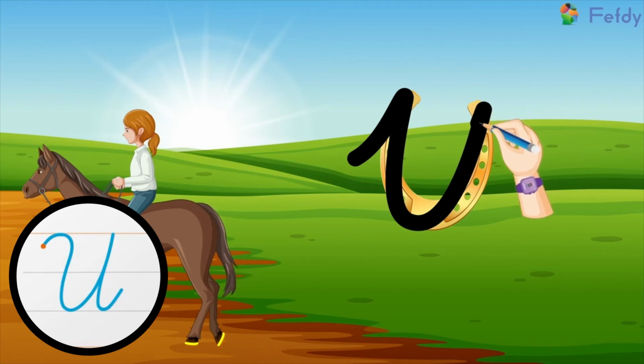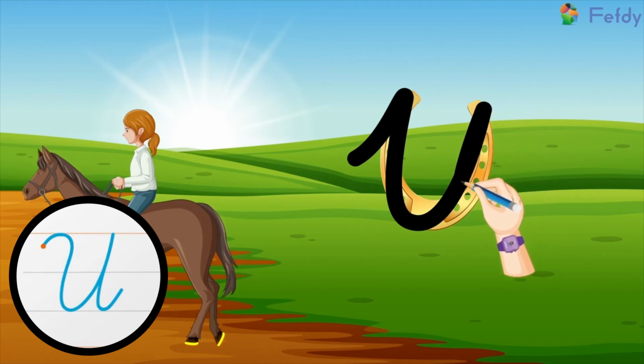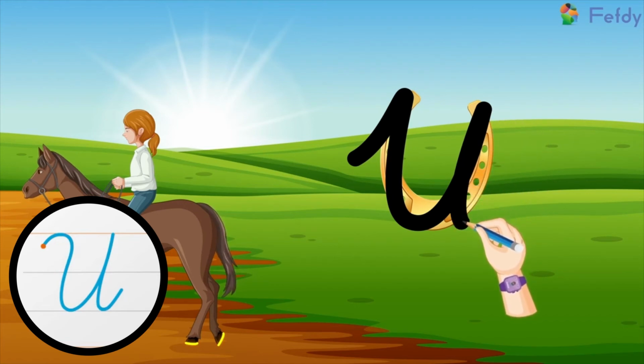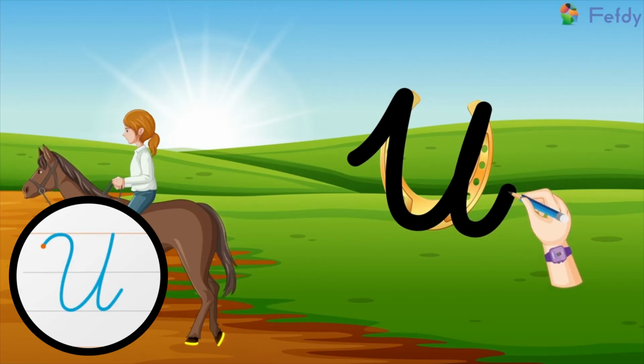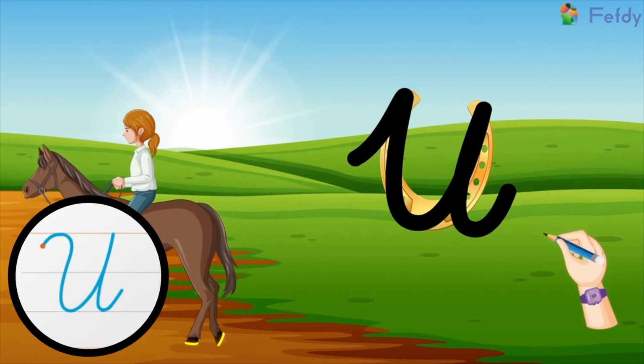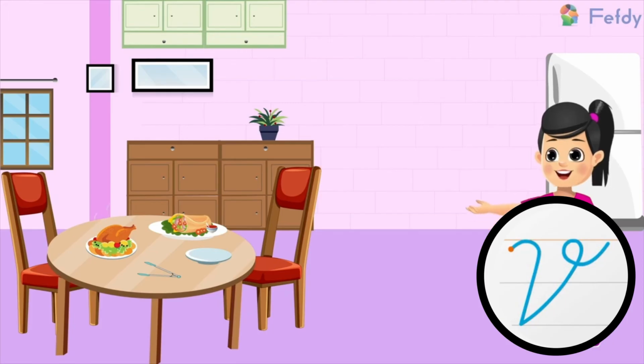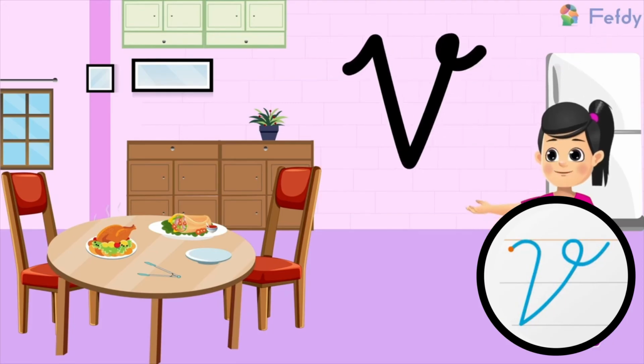Now get ready to draw a downward standing line and make a little curve at the end to finish off the cursive capital U. And that's it. Here we have it, the cursive capital letter U. It is the capital cursive letter V.